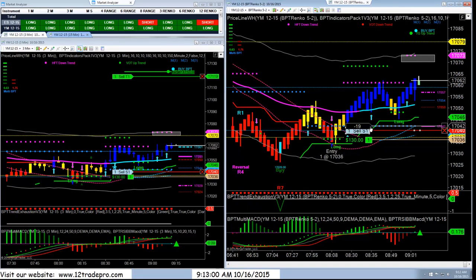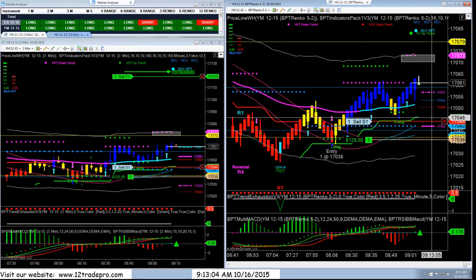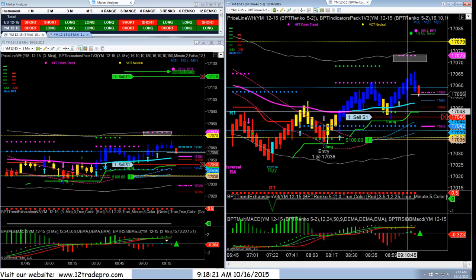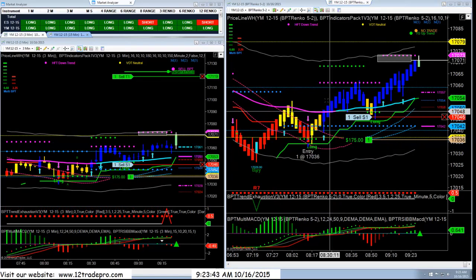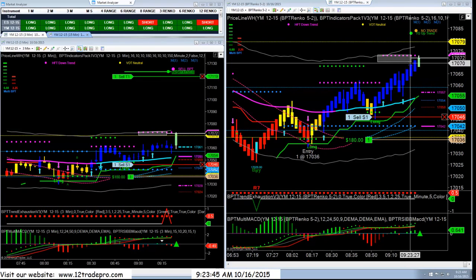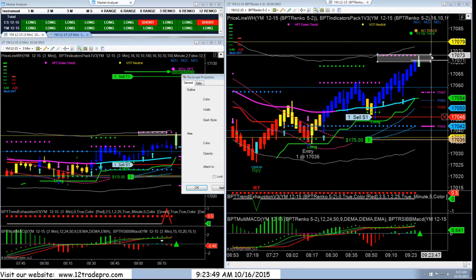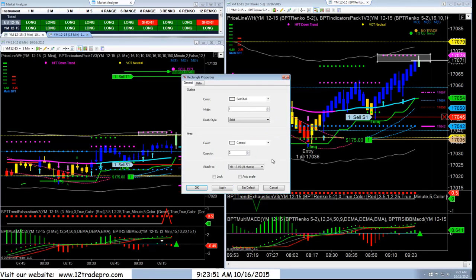Okay, the precision trend line stepped up. I'm going to move my stop up, put it 2 ticks below the precision trend line, and use that as a shield to my stop. Precision trend line moved up, so I move my stop up 2 ticks. Okay, the price is testing the resistance area. I'm going to pull this over a little bit.